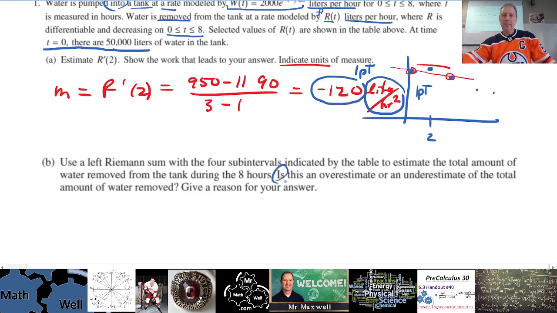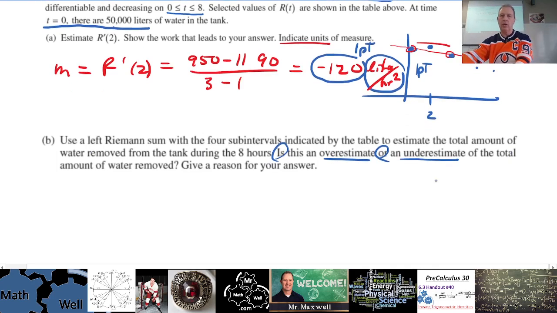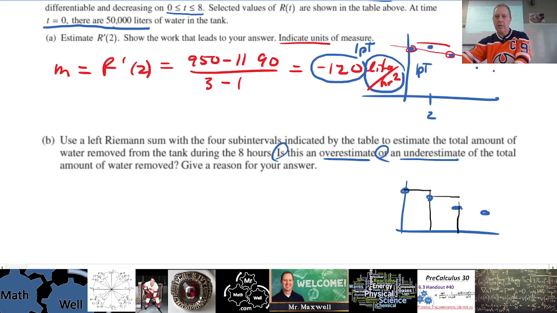And is it an overestimate or an underestimate of the total? Well, you'll have to figure that out. That's not too hard to figure out because we know that it's decreasing, right? So we know that these points are going down. So if it's a left Riemann sum, that means that these are what the rectangles look like. And is that an overestimate or an under?